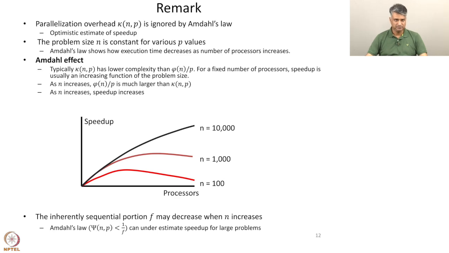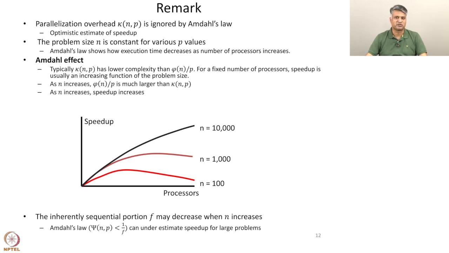Now, as I said, the parallelization overhead kappa n, p is ignored by Amdahl's law. So, it gives us the optimistic estimate, or sort of the best estimate, of speed up. It also assumes to a certain extent that the problem size n is constant for various p values. So, essentially what Amdahl's law shows is that execution time decreases as the number of processors increases, but it sort of asymptotes. But typically what happens is that kappa n, p also grows with the number of processors, but it has lower complexity compared to psi of n by p.